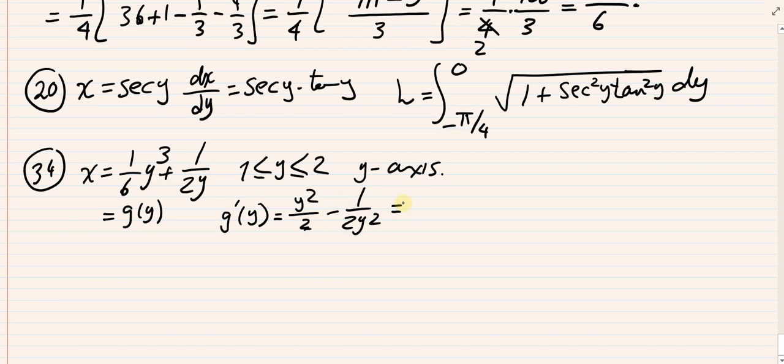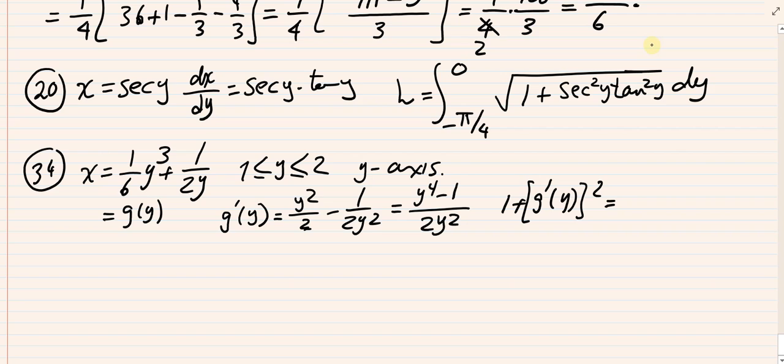And then we can combine this as one fraction. The LCD is 2y squared. So that's what you will get. And 1 plus g prime of y squared. Remember, that's the radicand for the square root that you will see ultimately in the integrand.